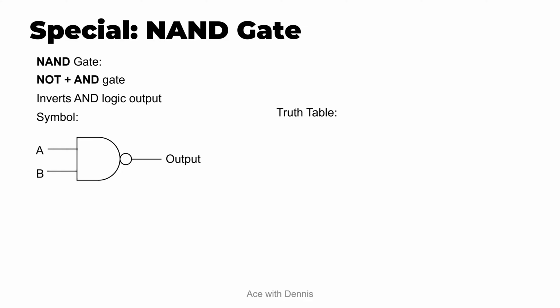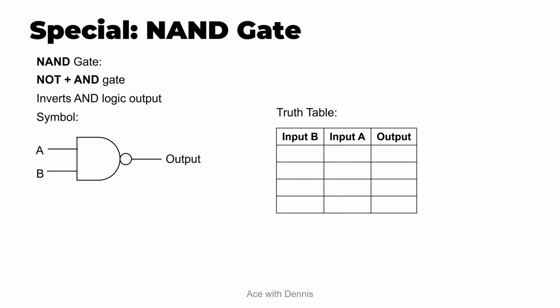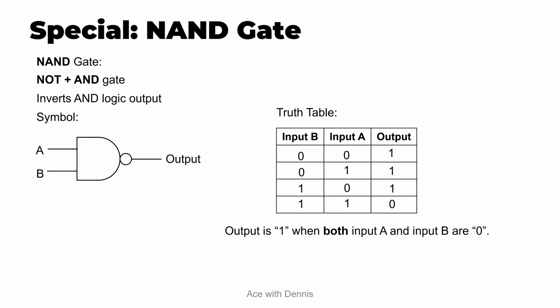So here's the truth table for the NAND gate. Since it inverts the AND logic output, when inputs B, A are both 0, the output will be 1. When B, A is 0, 1, the output is still 1. 1, 0, it will still be 1. Only when 1, 1, it will be 0. The output is 0 only when both input A and input B are 1. Hence, output equals AB bar.